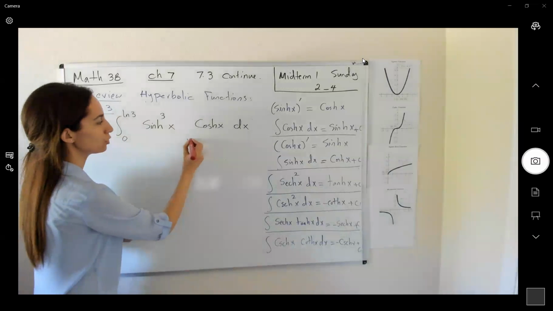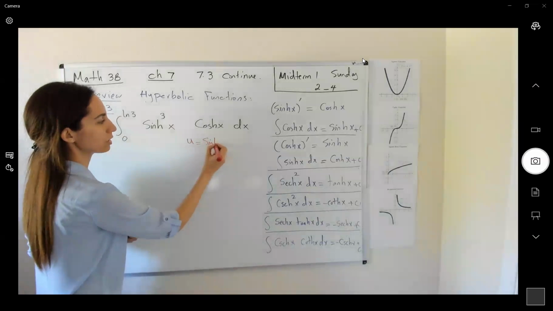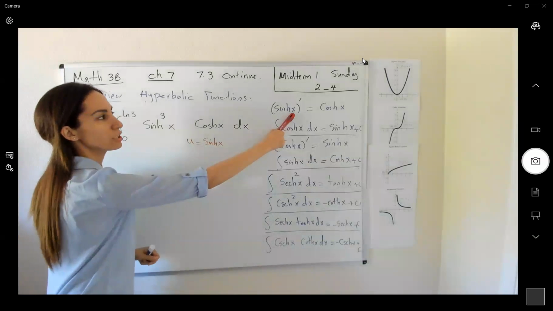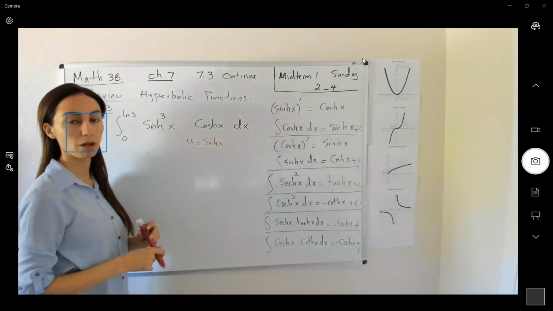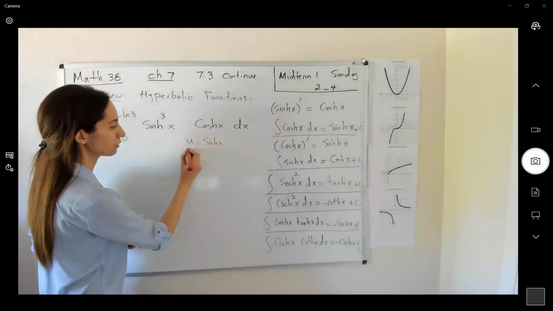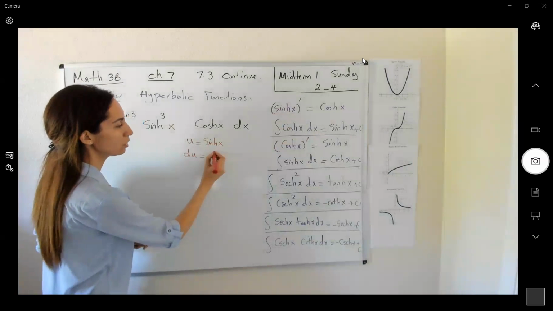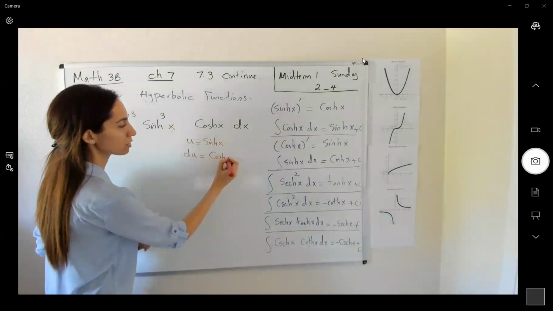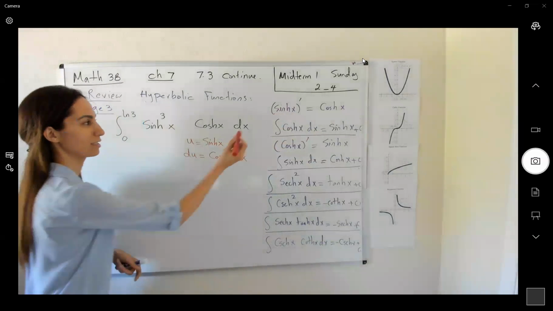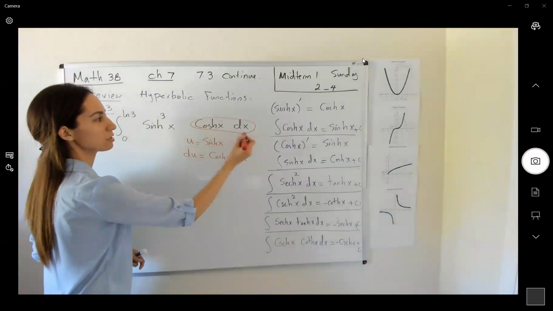So let u be hyperbolic sine. What is du? We know that if you take the derivative of hyperbolic sine, it's equal to hyperbolic cosine. So let's take the derivative. du is equal to hyperbolic cosine x dx. We're lucky in this case. du is just right here.